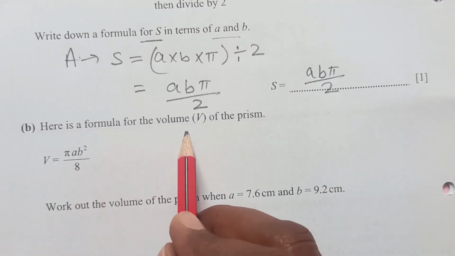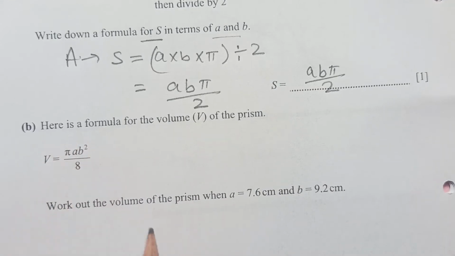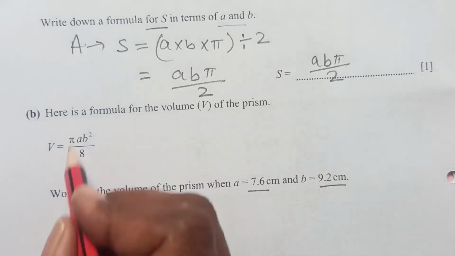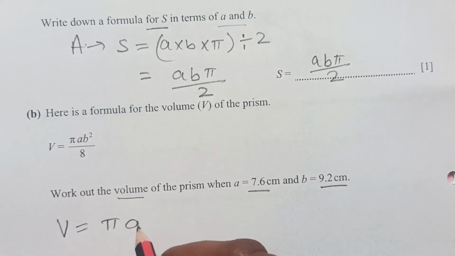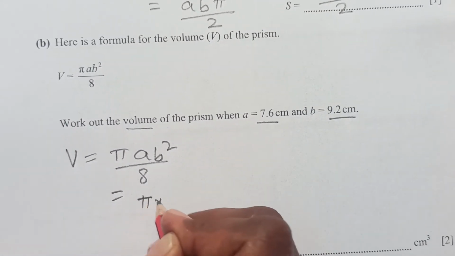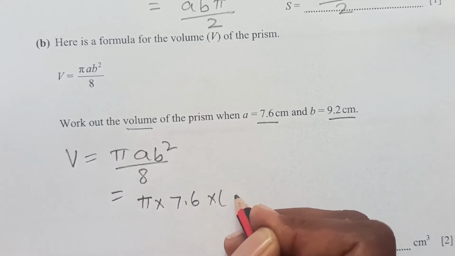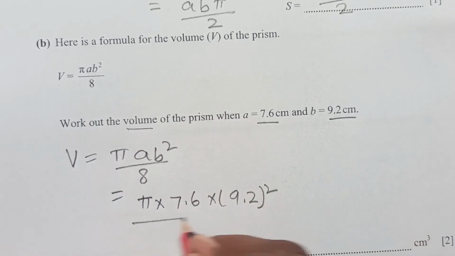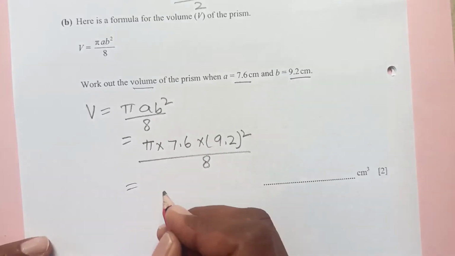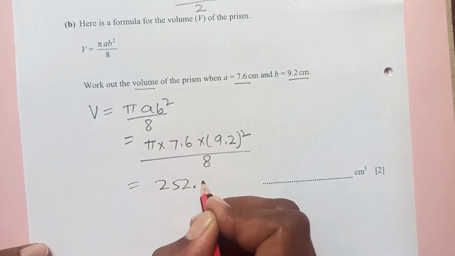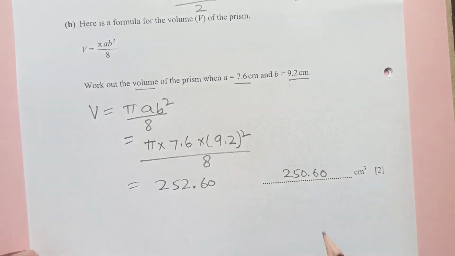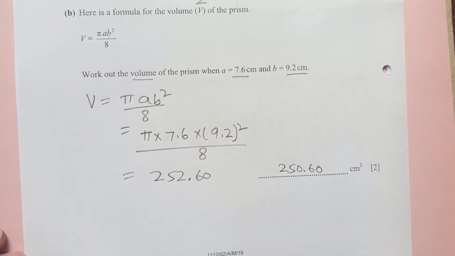Now here is the formula for the volume of the prism. We are given this formula. Work out the volume of the prism when A is 7.6 and B is 9.2. So V is equal to pi A B squared over 8, right? So pi times A is 7.6 times B is 9.2 squared over 8. You can just use a calculator to solve this one. I already calculated this one. This is 250.60. So 250.60 will be the final answer for this one, right?